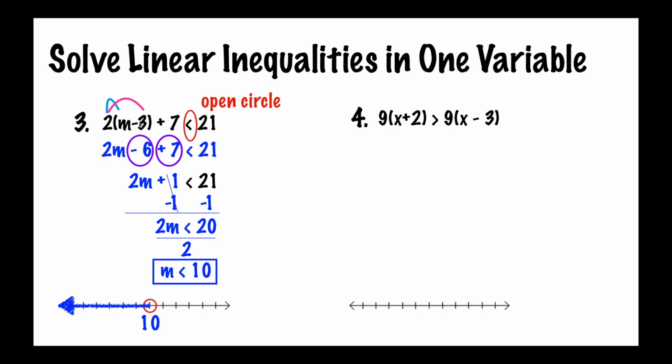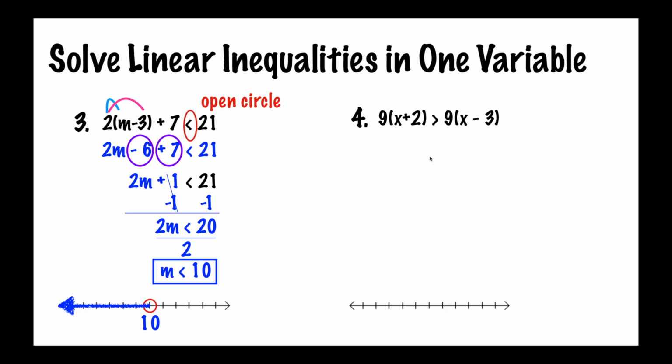0 minus 3 would be -3. 2 times -3 is -6. -6 plus 7 would give us 1 on this side, and is 1 less than 21? Yes, it's a true statement, which means that we did shade the correct region.